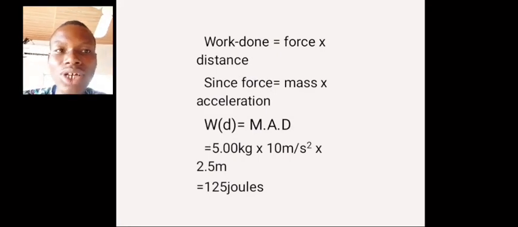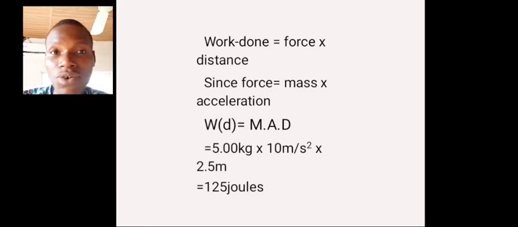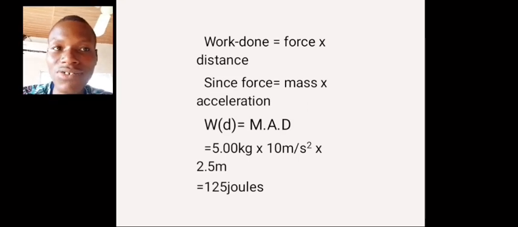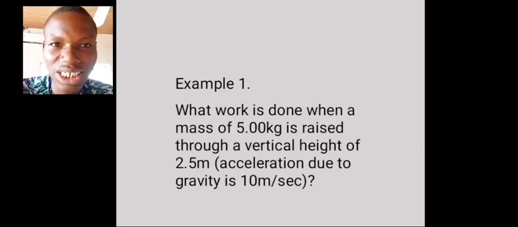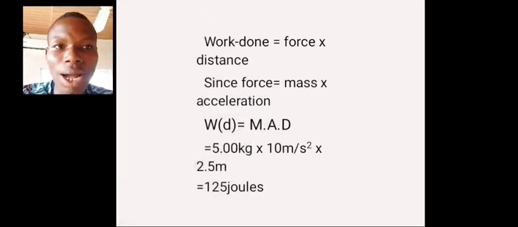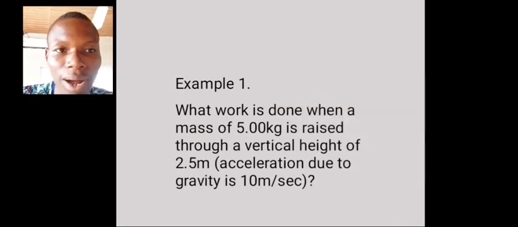Now, when you are to solve questions like this, what is expected of you is the work done. First, write the formula. Work done is equal to force times distance. But going back to the question, force is not given. However, mass is given and acceleration due to gravity is given. So, since force is mass times acceleration, my work done will become mass times acceleration times distance. And my mass is 5 kilogram.